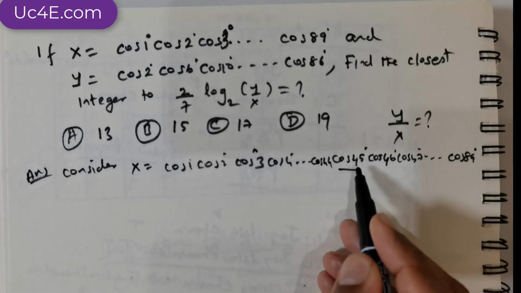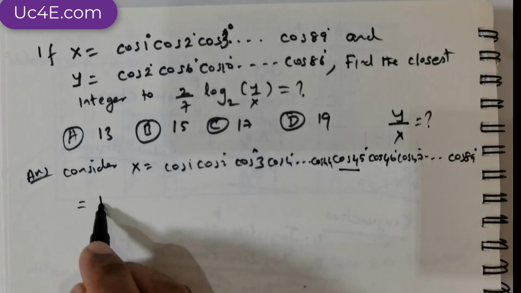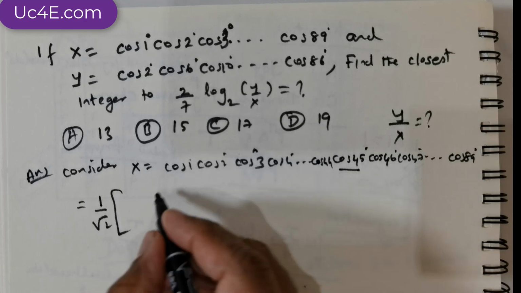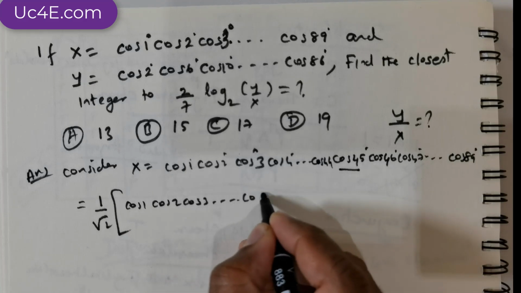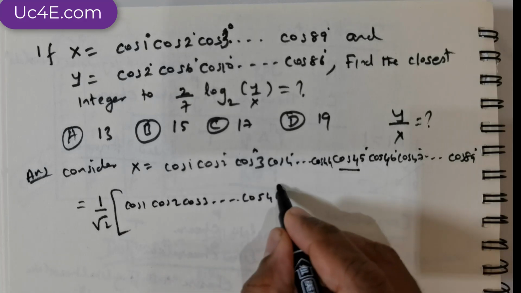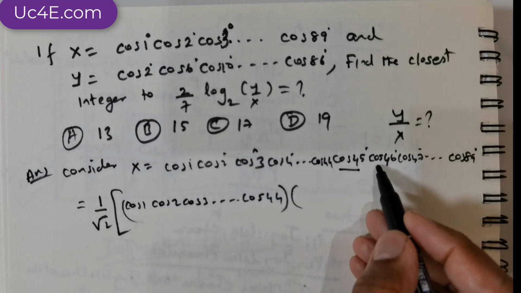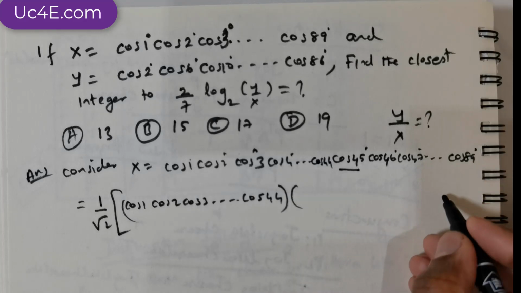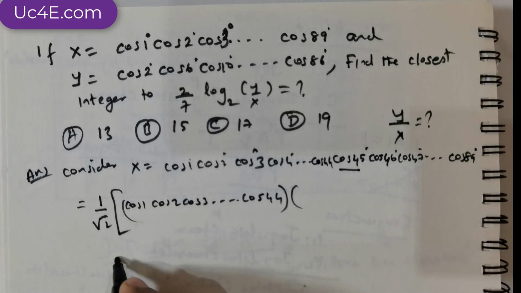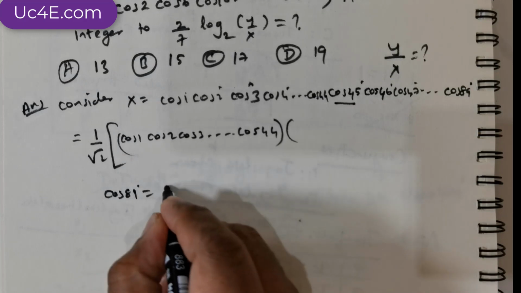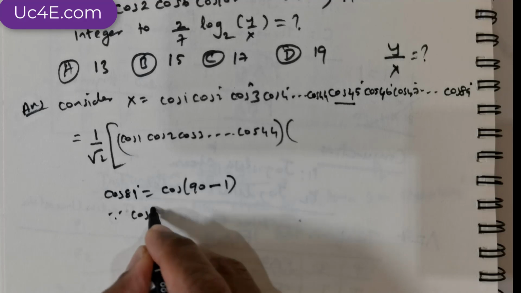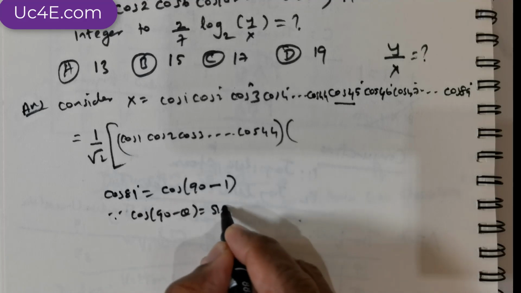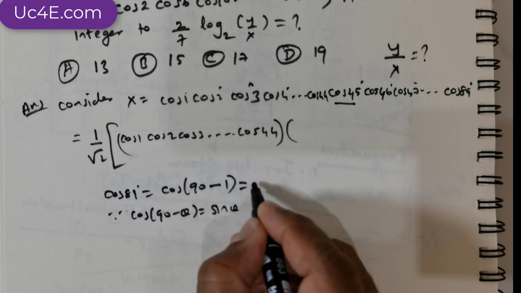Now cos 45 we know is 1/√2. So I would like to rewrite this as 1/√2 times cos 1, cos 2, cos 3 up until cos 44, and then you got cos 46, cos 47 up until cos 89. Now cos 89, what is cos 89? Cos 89 is actually cos of 90 minus 1. This is similar to cos of 90 minus theta, which is nothing but sine theta. So cos of 90 minus 1 is going to be sine 1.